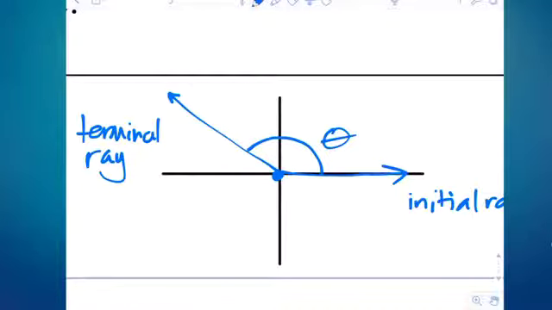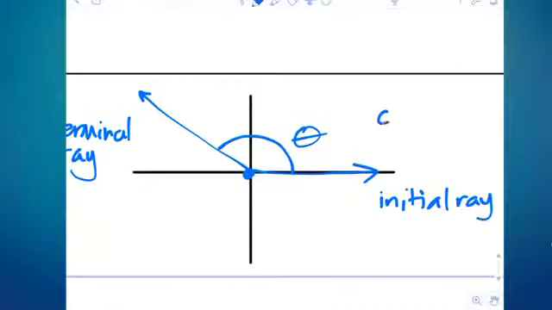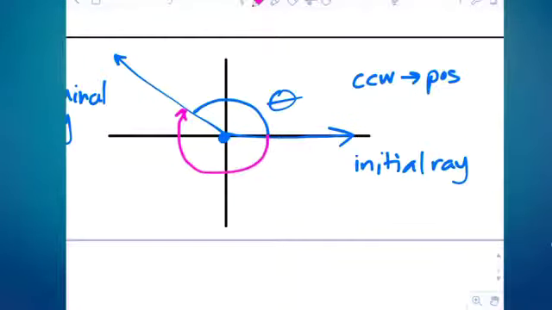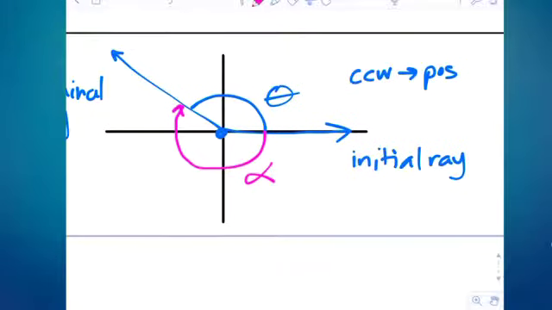Positive. So we want to draw the arc there, because without the arc, it's confusing whether we want that or the other one. So I'm going to call that theta. And in this case, just for what it's worth, again, counterclockwise represents a positive angle. But I can also get to that same terminal ray by starting at the initial ray and rotating in the clockwise direction. Let's call that one alpha. A clockwise direction is going to be a negative angle.